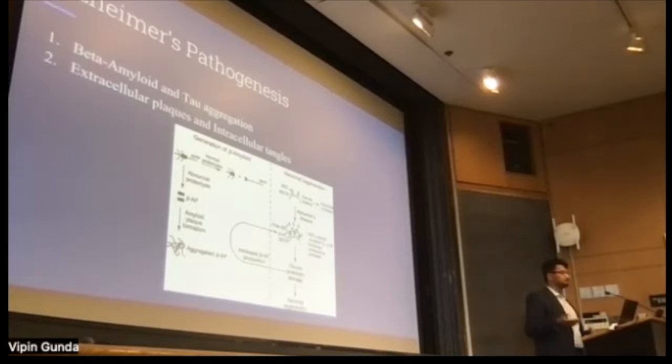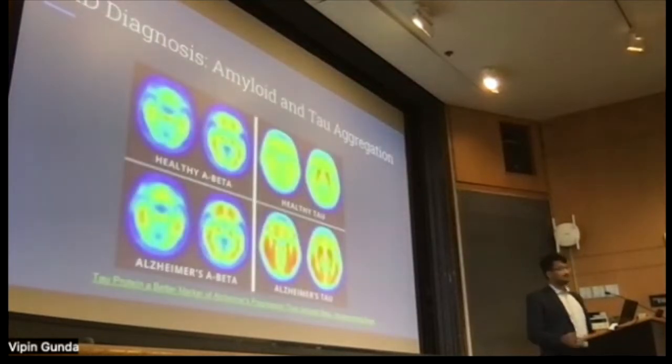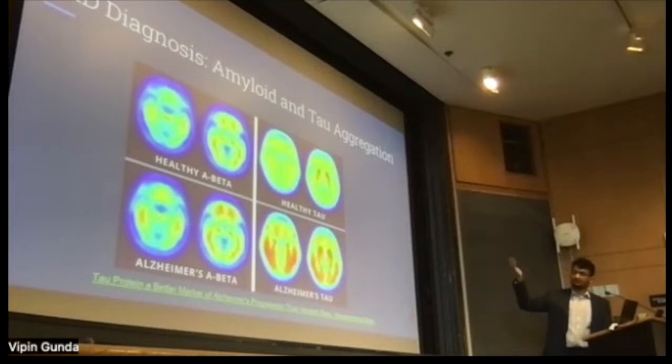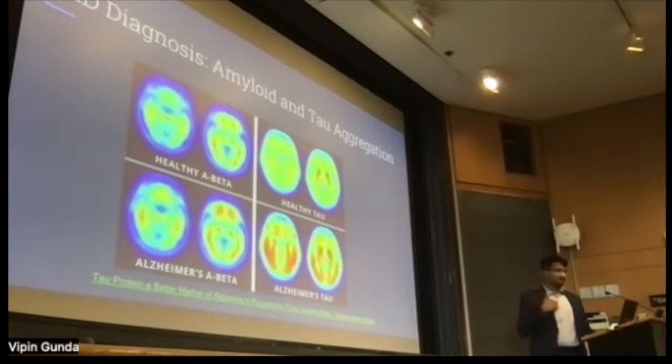And just to emphasize the amount of beta amyloid and tau that's necessary for AD progression, here's a PET scan where you have healthy participants that have a certain amount of A beta and a certain amount of tau. This would be representative of like you and I. And in Alzheimer's disease, both proteins are significantly more pronounced, which is a reflection of the aggregation of these two proteins that is leading to neuronal death. So going back to CSF, how does this relate to CSF?